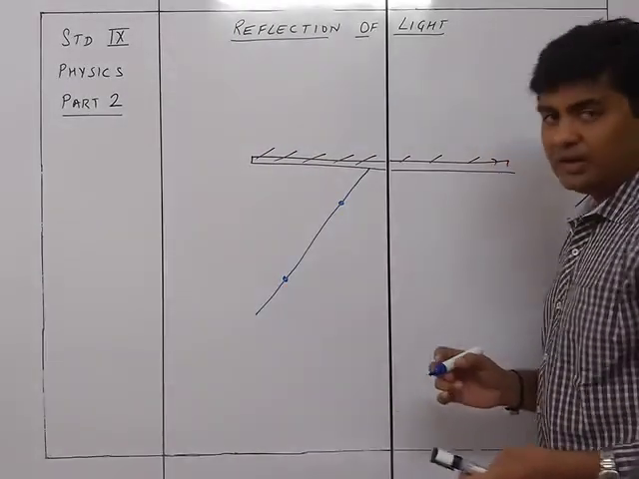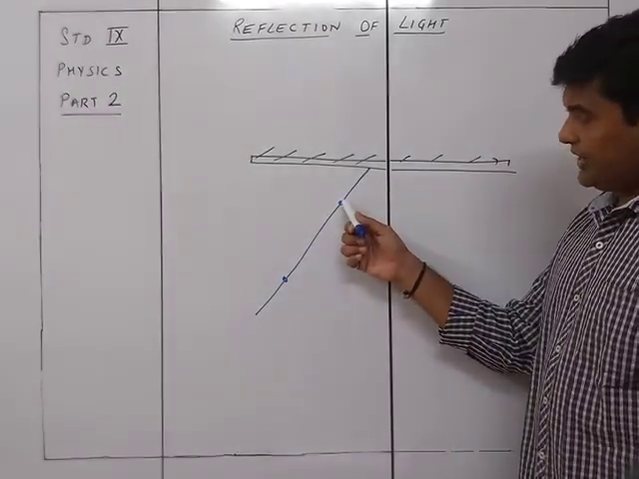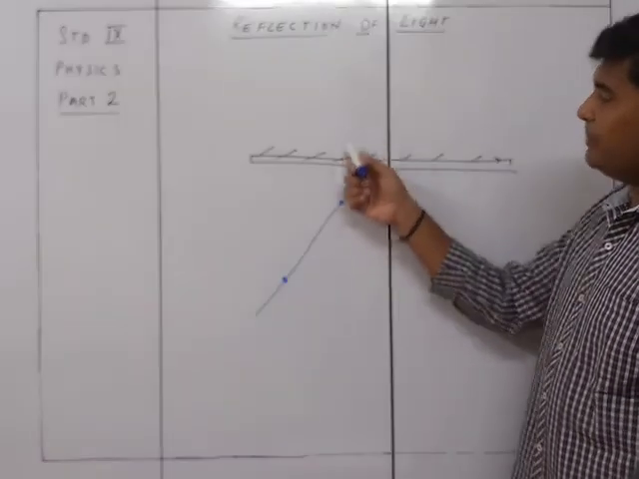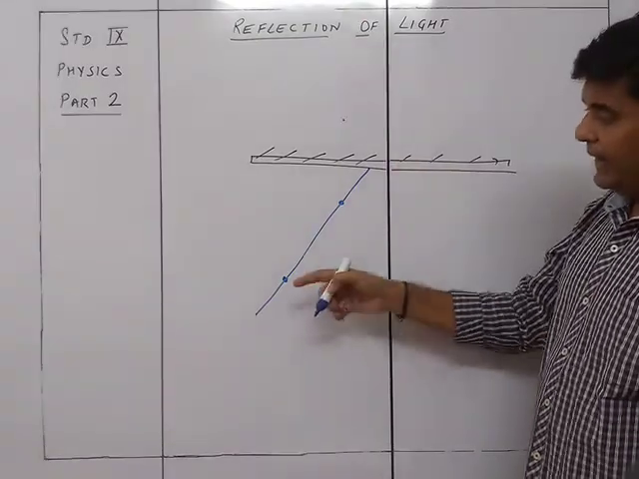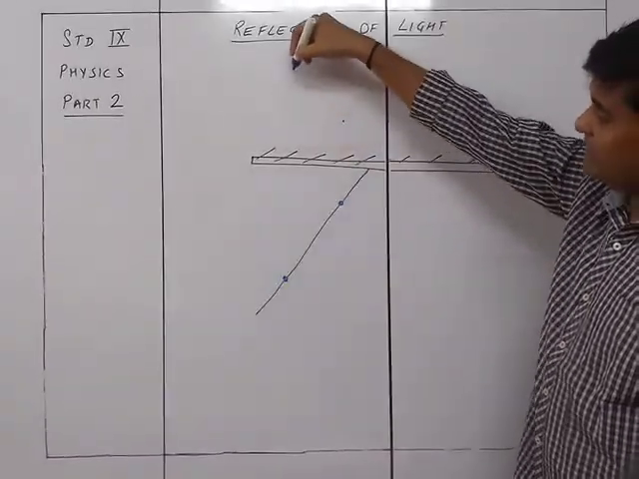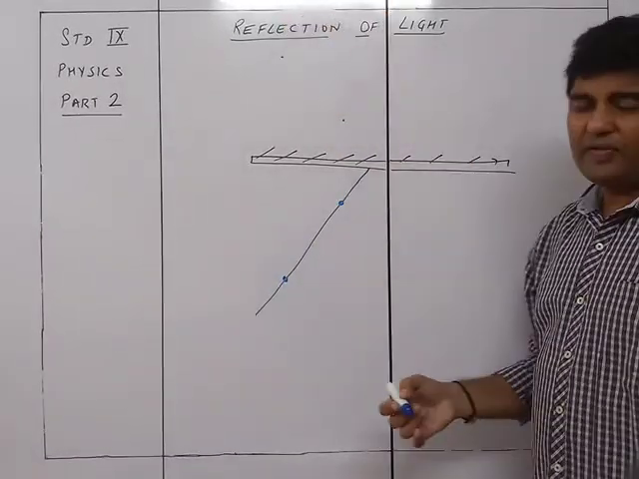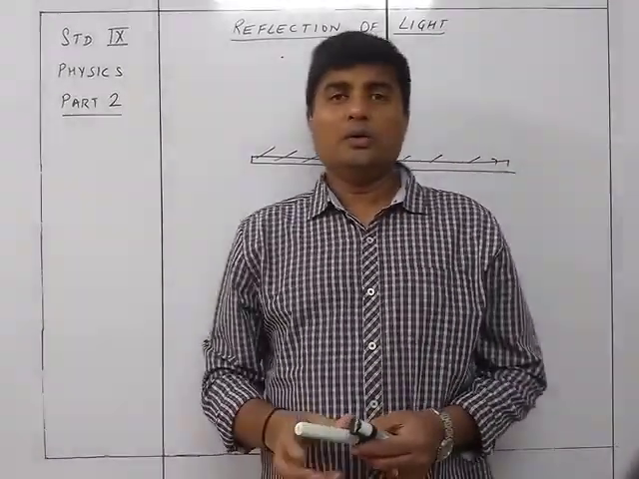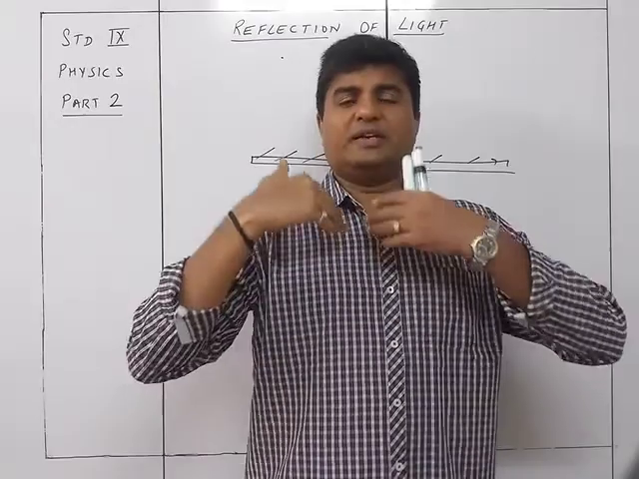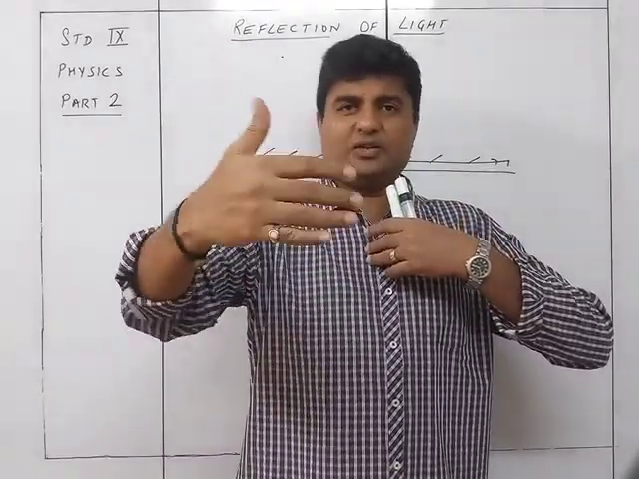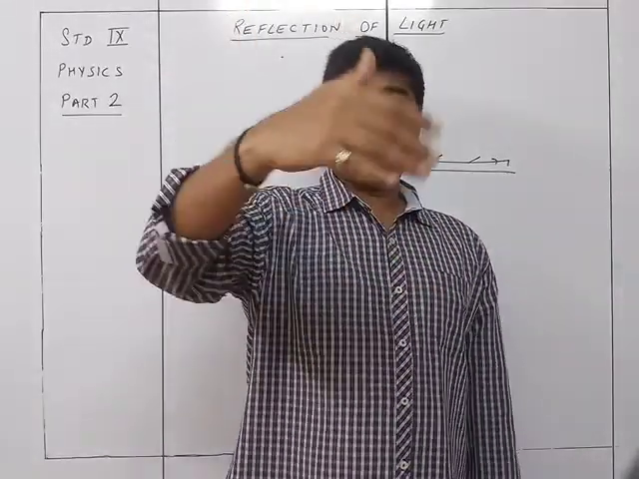Now we see that this object will be seen inside the mirror somewhere here, and this object will be seen inside the mirror somewhere here. We very well know that when you see something in the mirror, whatever is the distance between you and the mirror, the same is the distance between the image and the mirror.